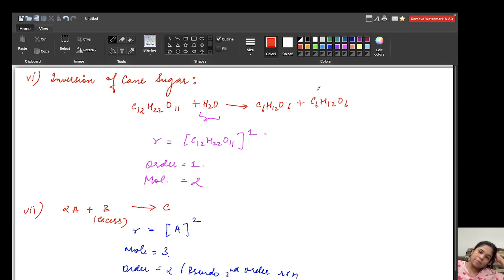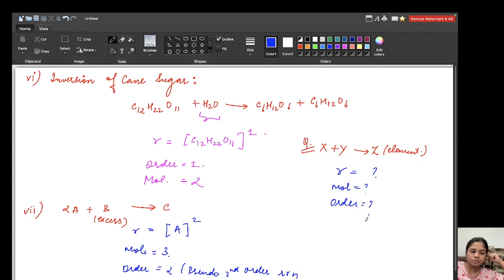One more example, just write on your own. X plus Y is giving me Z. It's an elementary reaction. What will be the order and molecularity? This is your question for homework, just write on your own. Rate will be equal to what? Molecularity will be equal to what? And your order will be equal to what? This you need to solve.